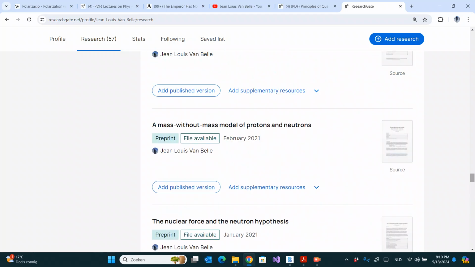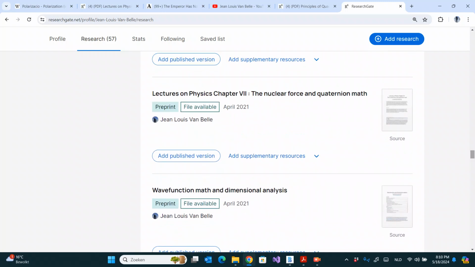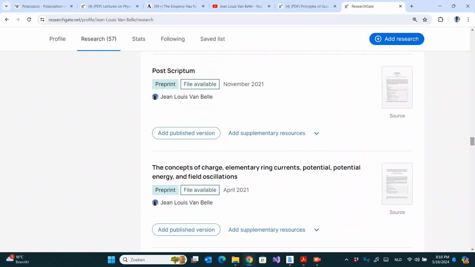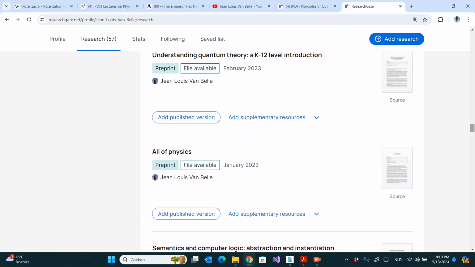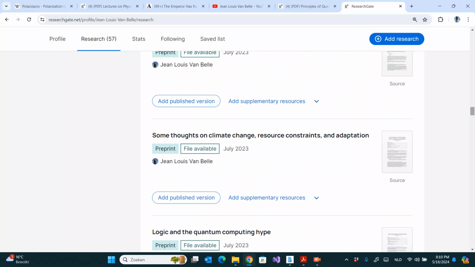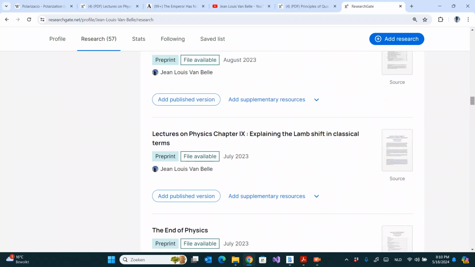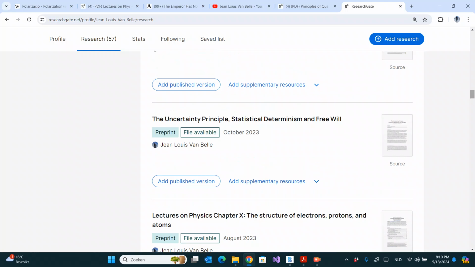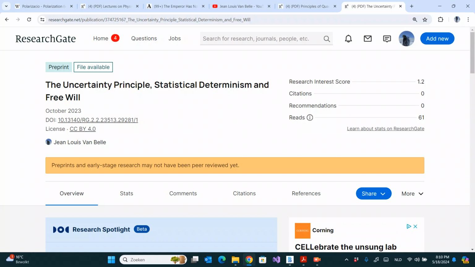In any case, there should be a more philosophical paper among these papers that you can understand without too much math, without too much thinking in terms of these very complex geometries that you have in physics. Here, that's the one. The uncertainty principle, statistical determinism, and free will. That's really a paper I wrote last year. I'm not sure if it has a lot of reads, probably not. No, it doesn't have a lot of reads.